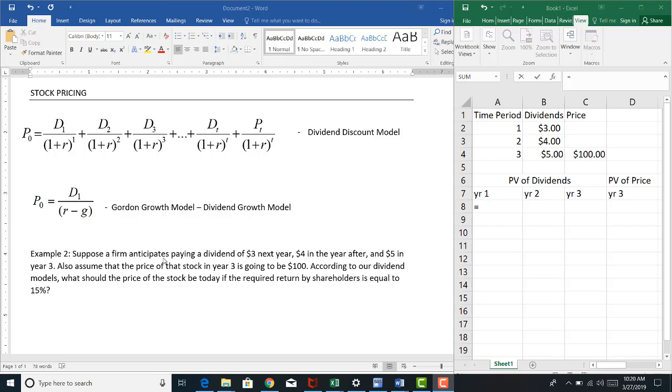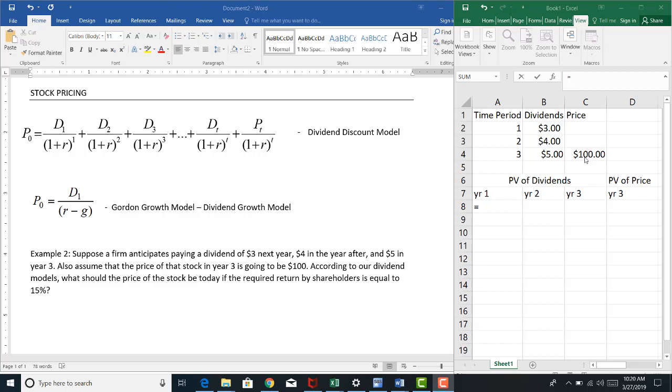Okay, so example 2 is very similar to example 1. The only difference is we have a third year's dividend of $5, and we assume that the price of the stock in year 3 is going to be $100. Okay, so a couple of things to note. I have here in Excel the dividends are $3, $4, and $5 in each of the next 3 years. The price is going to be $100.